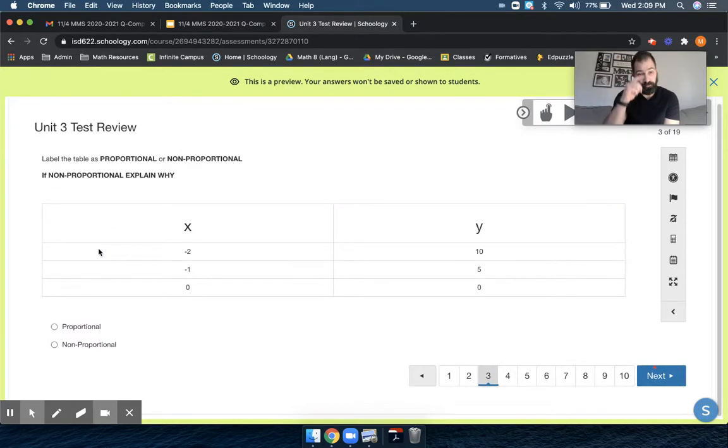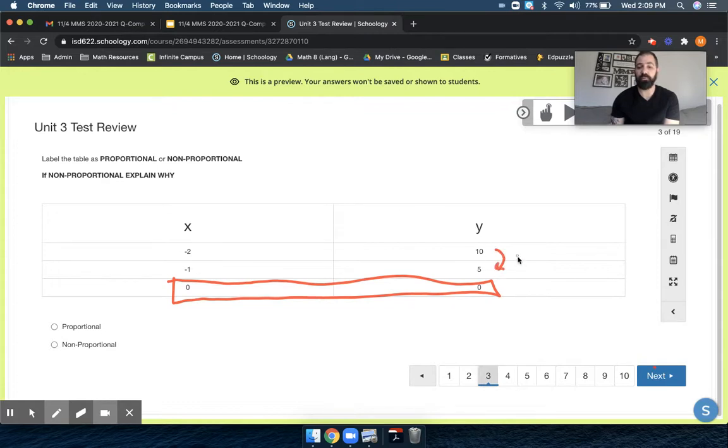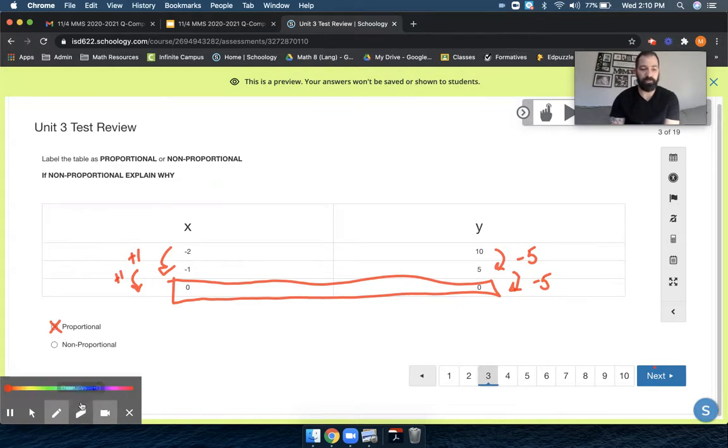Number three, is it proportional or non-proportional based on the table? Well, what you want to do first is, does it go through 0, 0? When x is 0, what's y? Well, y is 0 as well. Goes through 0, 0. And then does it grow proportionally? That's minus 5, that's minus 5, plus 1 and plus 1. Has the same growth, grows proportionally, goes through 0, 0, which means it is proportional.